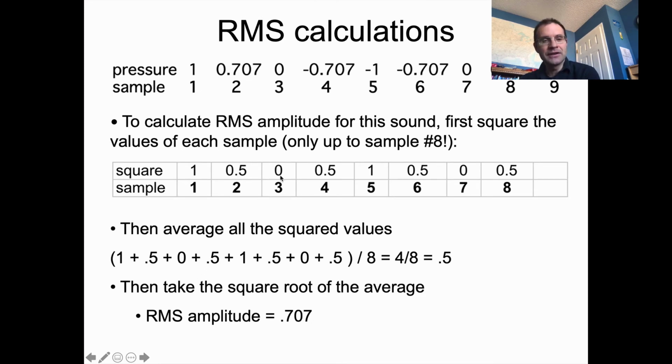0 times itself is 0. This guy, negative 0.707, if you square that, it also winds up being 1/2, which is nice. That's kind of the point of going through this step in the calculation, is that it will take any negative value, and if you square a negative value, it will make it positive, right? So all of the values we get out of this will be positive. And you can actually stop and think about that a bit more in depth.